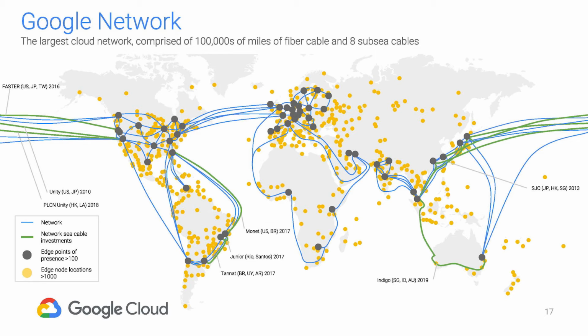The yellow points are the edge node locations. Imagine Equinix: you can run your connectivity to Equinix, and from there reach either a POP or a physical data center. The green lines are our oceanic cables. Google is the single owner of the largest private network on the globe, and we deploy our own transoceanic cables, which you can see from here to here, and we are actually doing more even these days.